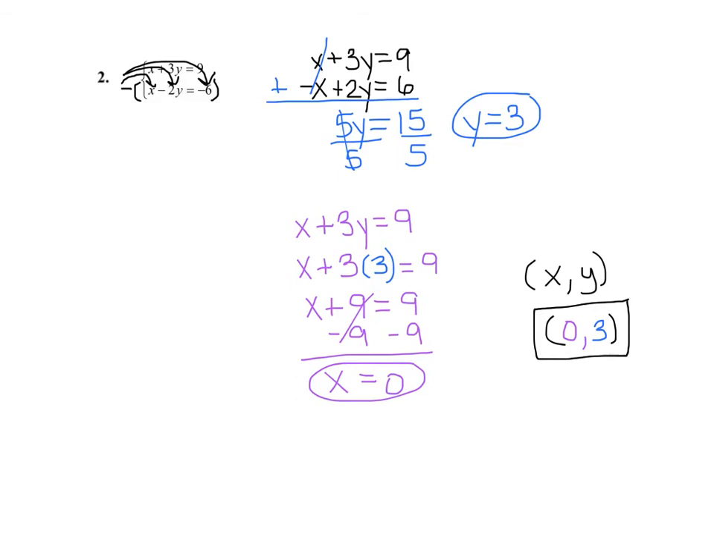And remember, you can substitute to check your answer. You would plug in your x value, which is 0, right here, and then your y value, which is 3. So 3 times 3 is 9 plus 0, and that gives us 9. So does that work? Yes, it does. Let's do one more example together.